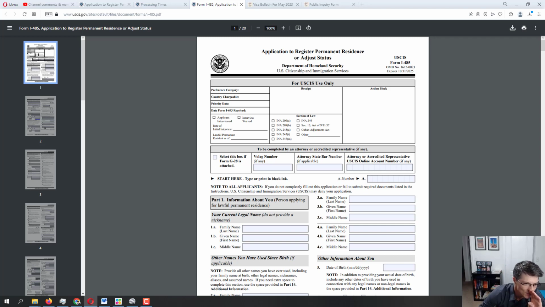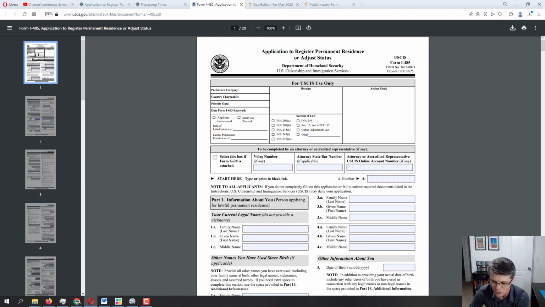Let me read the second one. You did not submit a properly completed and signed form I-864, affidavit of support, for the petitioning sponsor listed on form I-130. Okay. So the affidavit of support is I-864.